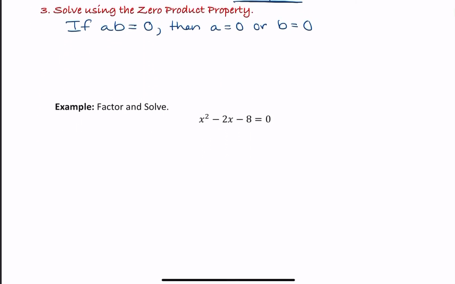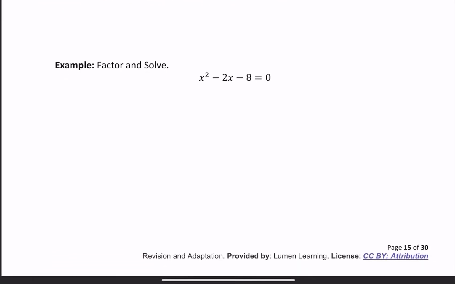So let's look at this first example. It says factor and solve. First of all, let's identify what a, b, and c are. If you have ax squared plus bx plus c equals 0, our a is the coefficient of the x squared term, b is the coefficient of our x term, and c is our constant. So here a equals 1, b equals -2, and c equals -8. So following the steps from above, I'm looking at -8, and I want to know the product of what two numbers will add together to give me -2.